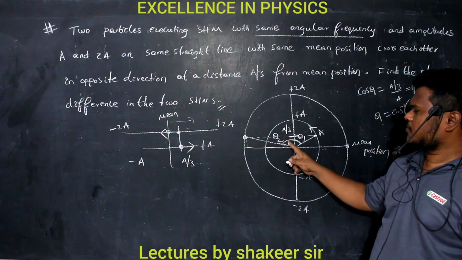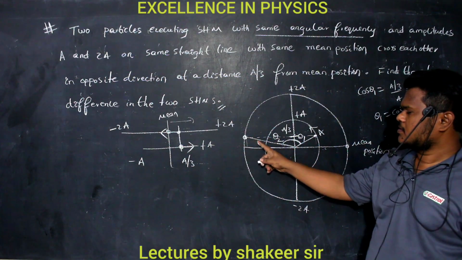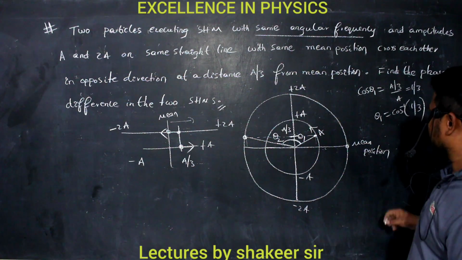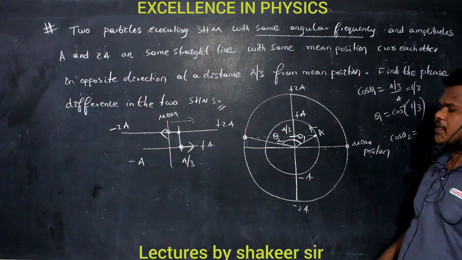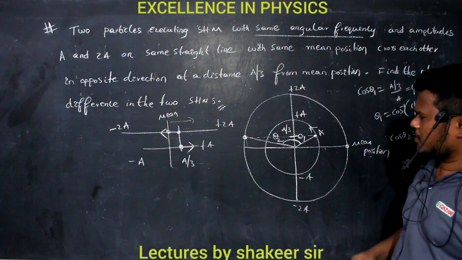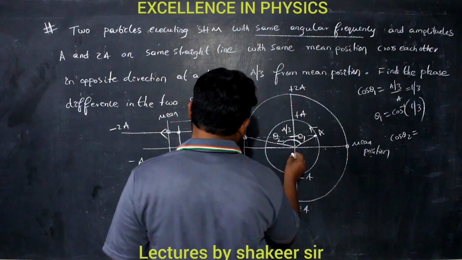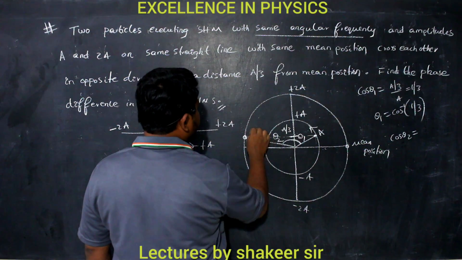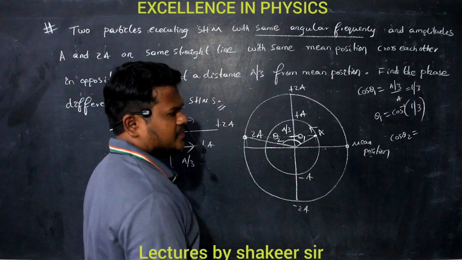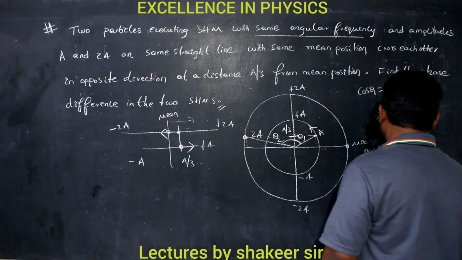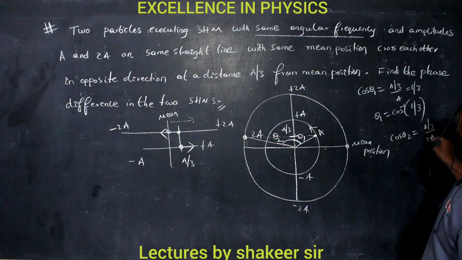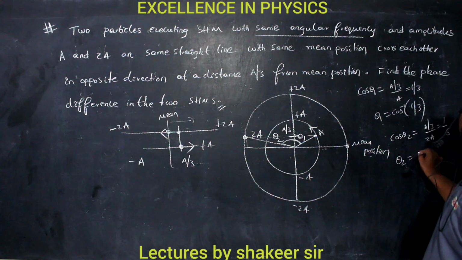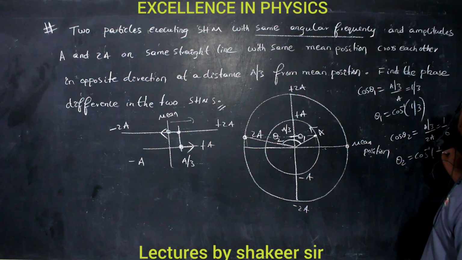So this also I can consider by considering this right angled triangle. How can I calculate? Again cos theta 2 is equal to adjacent by hypotenuse. The adjacent value is a by 3, but what about the hypotenuse? The magnitude of the hypotenuse is 2a. So cos theta 2 is equal to a by 3 divided by 2a. The a gets cancelled, so 1 by 6. So theta 2 is equal to cos inverse of 1 by 6.